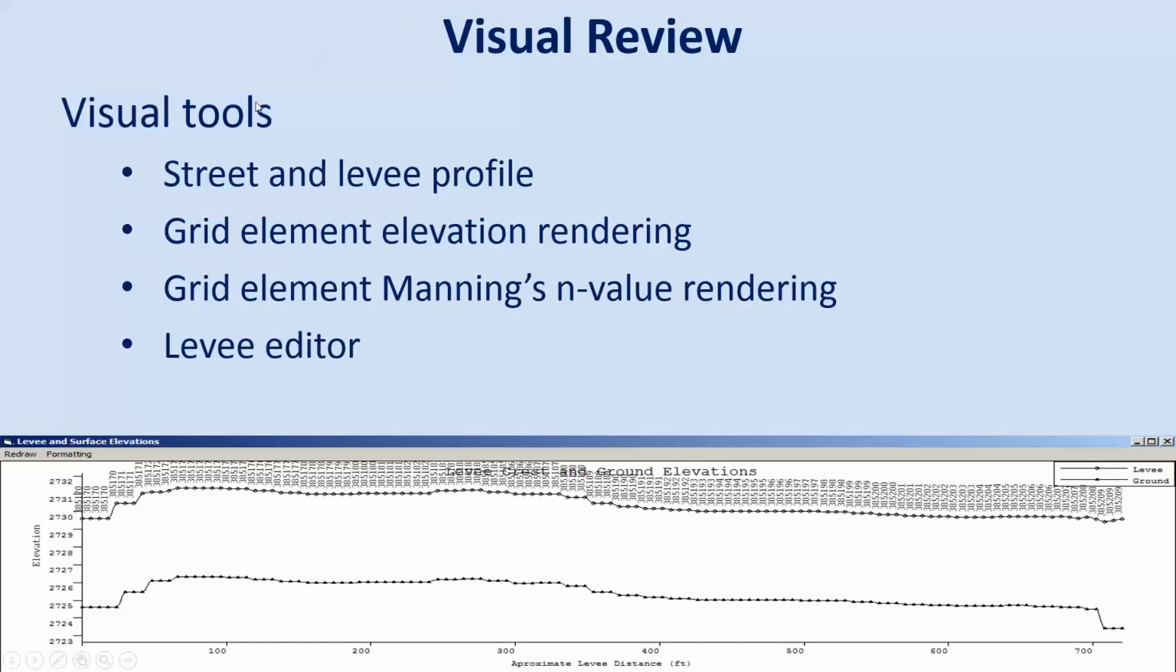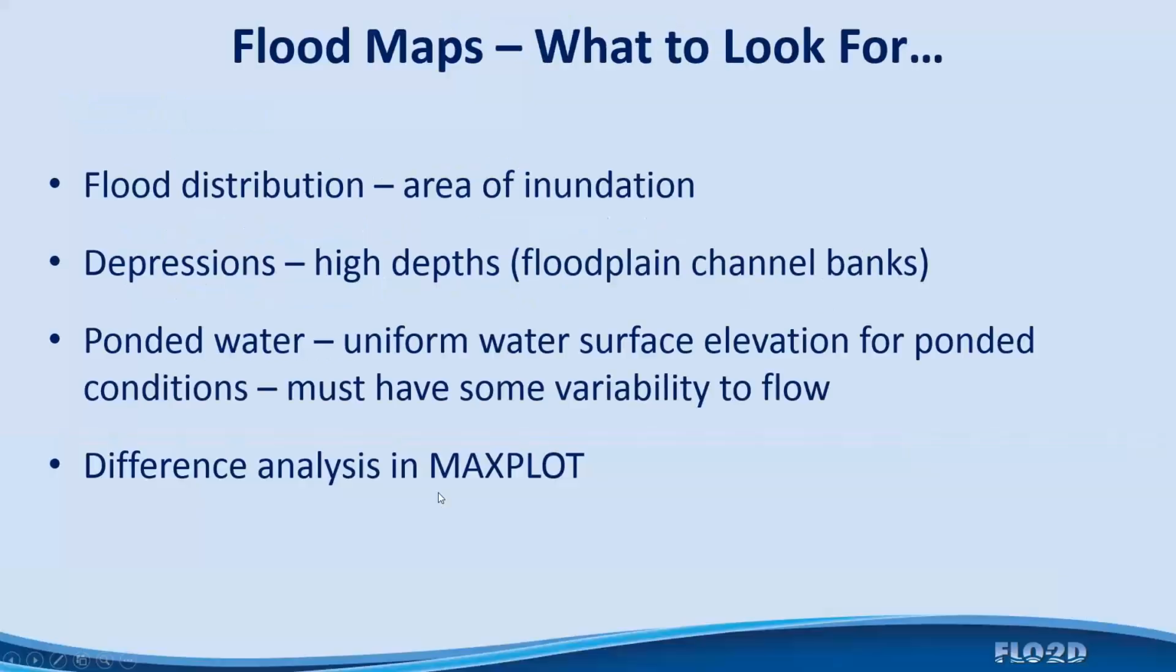Then visual tools. Import things into QGIS along with the mapping, and then use your street and levee profile tools to make sure that the flow shouldn't be getting outside the levee, for example, or maybe it's flowing down the street and ponding at the bottom for some reason. Look at grid element elevation rendering, grid element n values, and the levee editor again for whether the levee crest elevations and ground elevations are matching, or whether there's a hole in the levee.